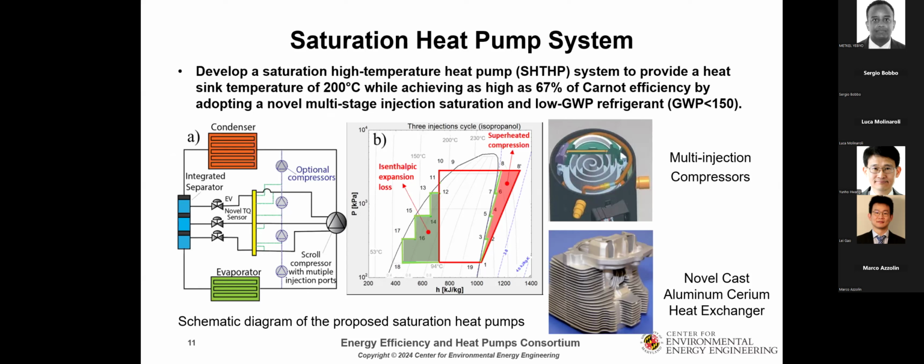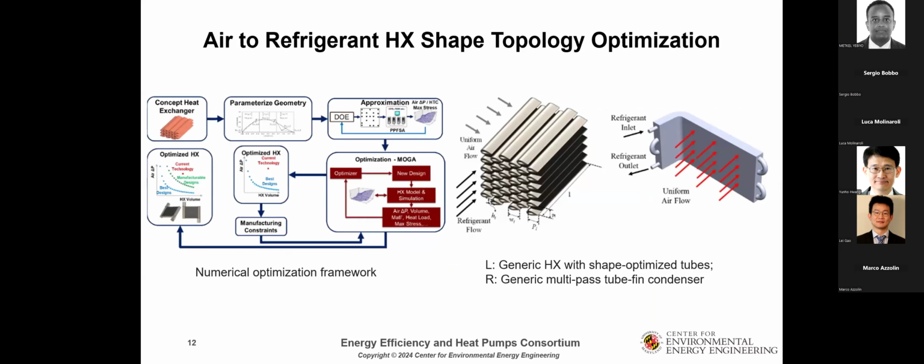And the saturation cycle with two injections alone will lead to a heating COP of 16.7% of Carnot efficiency theoretically with low GWP refrigerant. And this work is led by University of Maryland.